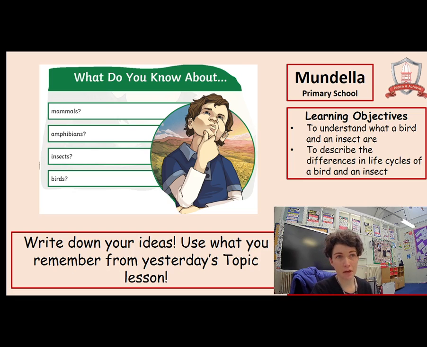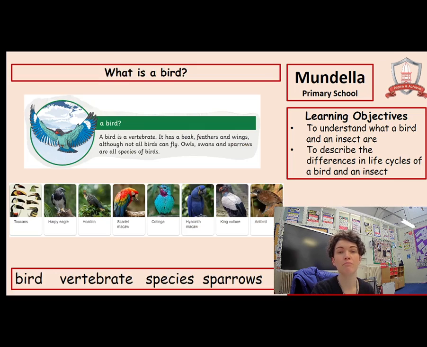mammals, amphibians, insects and birds. So please do think back to yesterday's session. We looked at the life cycles of mammals and amphibians. What can you remember? Which words can you think of that describe the life cycles? Can you remember the different stages? Pause the video now and write down your ideas.